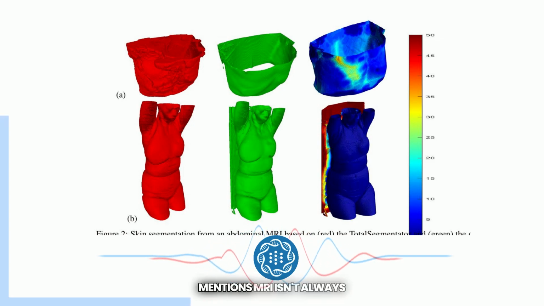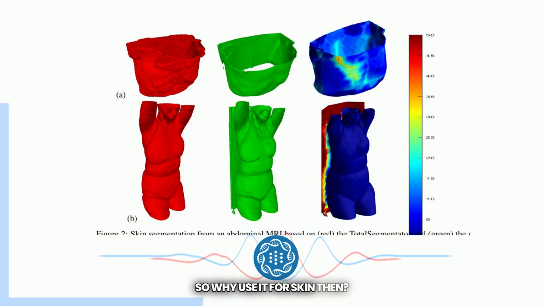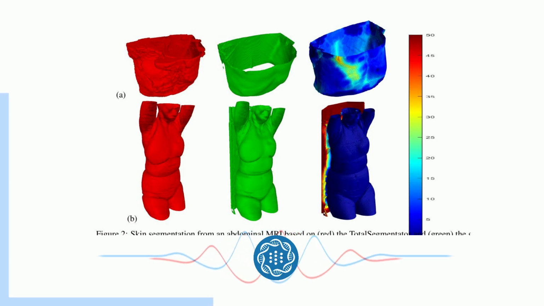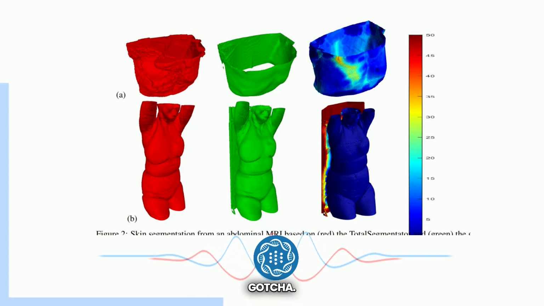Okay. Now, the paper mentions MRI isn't always the go-to for skin, right? Compared to CT. That's true. Often, MRI is really tuned to see internal soft tissues well, and sometimes the resolution right at the surface isn't as high. So why use it for skin then? Well, it becomes super important when you need detail on the skin and the stuff right underneath it. Think deeper layers, muscle, connective tissue, for things like cancer involving the skin, or planning reconstructive surgery, or even tissue engineering. MRI gives you that detailed view below the surface that other methods might miss. Gotcha. So it has its specific important uses even if it's trickier.